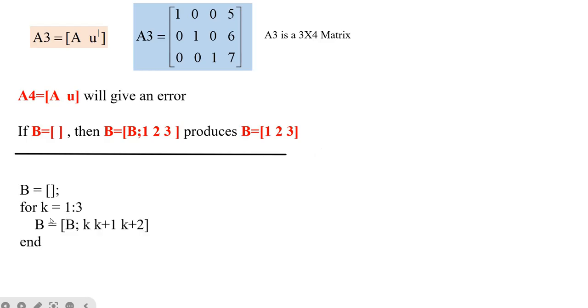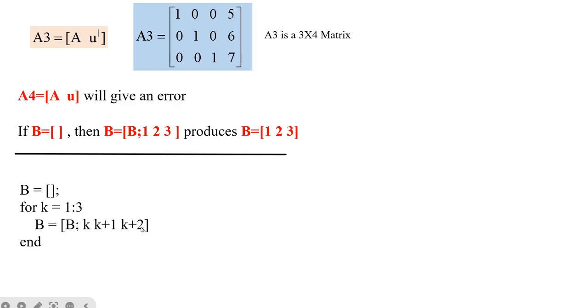Here in this example we have used a for loop where we have an empty matrix, B is equal to empty matrix. We are taking the range of values of k from 1 to 3. That is, the value of k will change from k is equal to 1, then k is equal to 2 and k is equal to 3, and we'll get a matrix here.